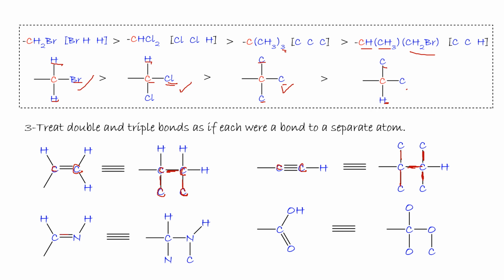Carbon double bond nitrogen means the carbon is coupled twice to nitrogen. Okay, this carbon twice to nitrogen. And then nitrogen twice to carbon. Okay, this is one and this is one.